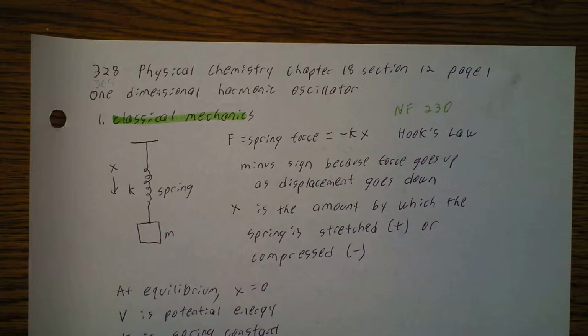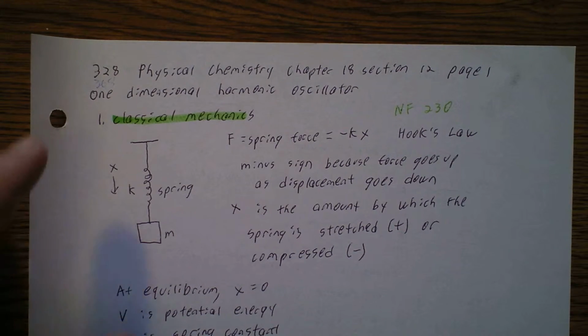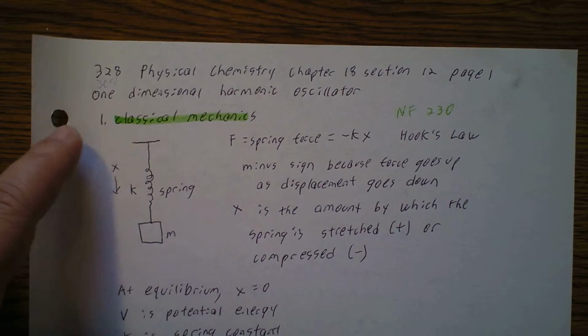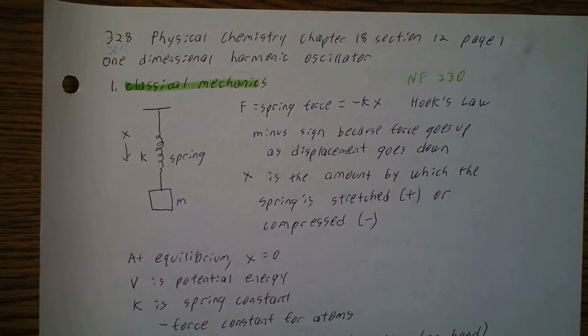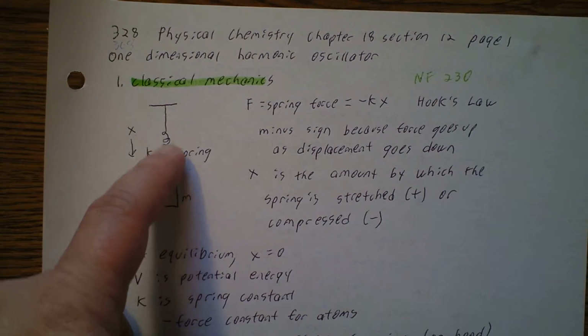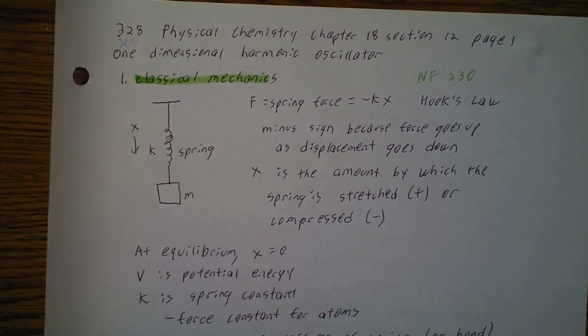Okay, now we're in Physical Chemistry, Chapter 18, Section 12. We're going to talk about a one-dimensional harmonic oscillator. First, we're going to look at that from the point of view of classical mechanics. So let's say we have a mass hanging by a spring from something that's stationary.